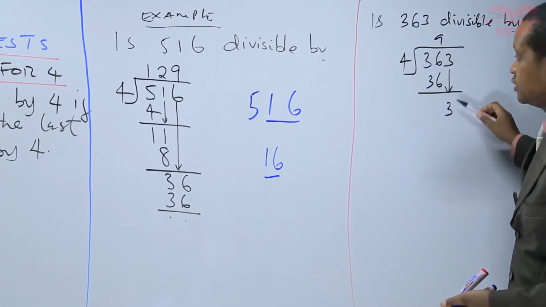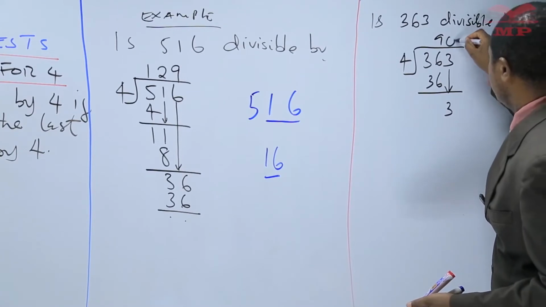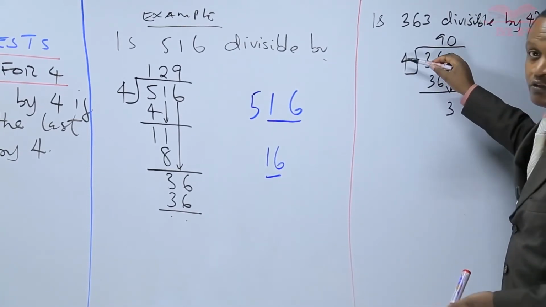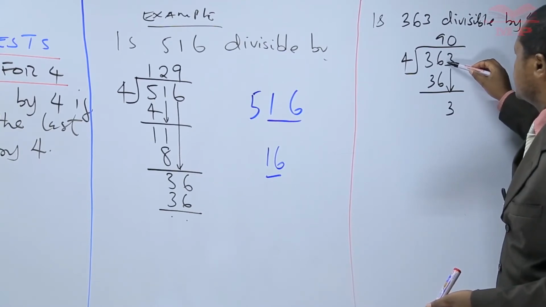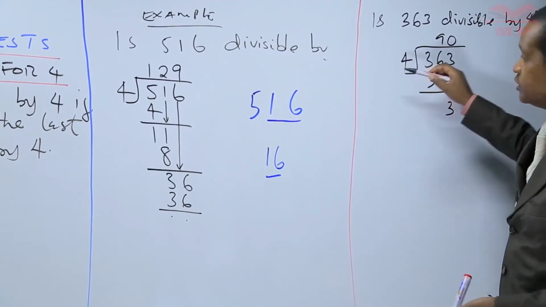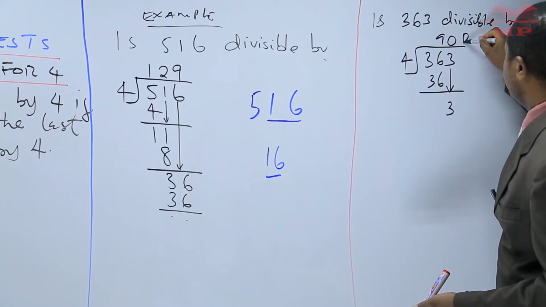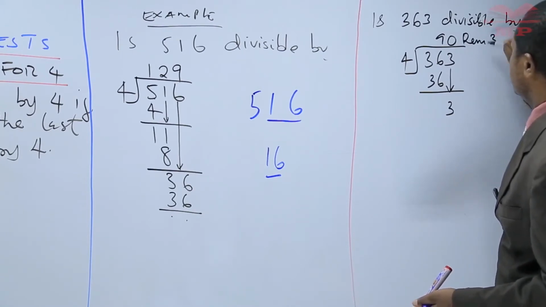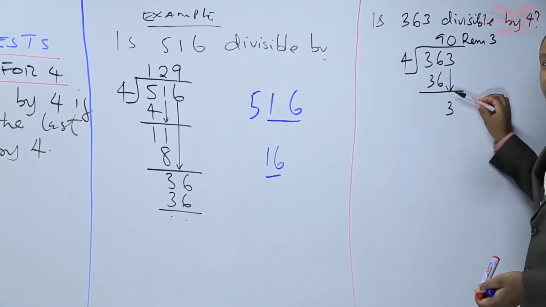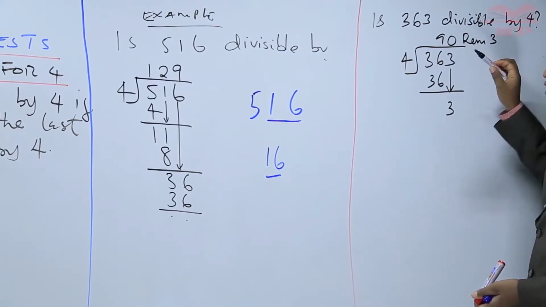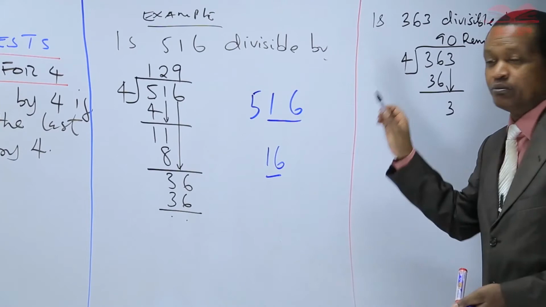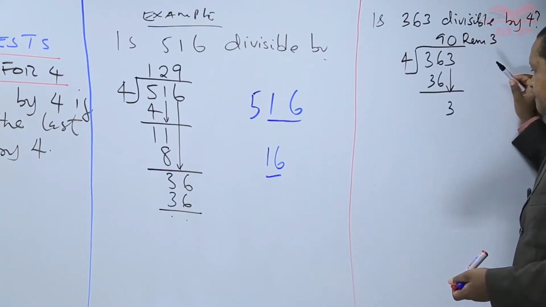4 cannot go into 3, so we write 0 here. So you can see 4 goes into 363 divided by 4 is equal to 90 remainder 3. So 363 is not divisible by 4.